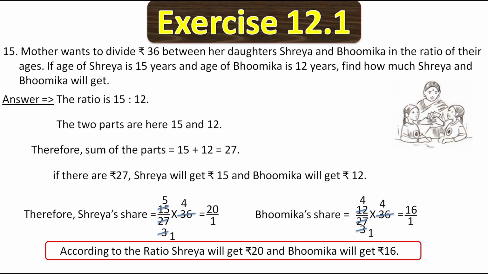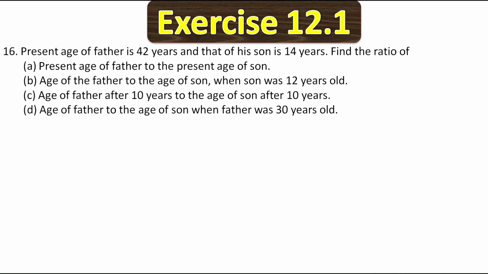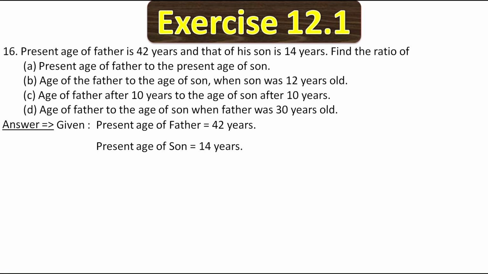Okay. Now let's move to the next question, that is the 16th one. Present age of father is 42 years and that of his son is 14 years. Find the ratio of... Okay, first of all we will write the given things, that is present age of father is 42 years and present age of son is 14 years, and we have to find the ratio for A, that is present age of father to the present age of son.